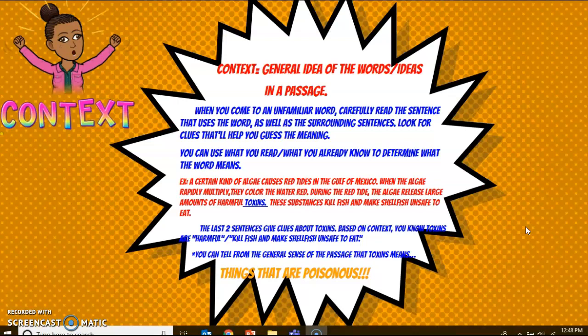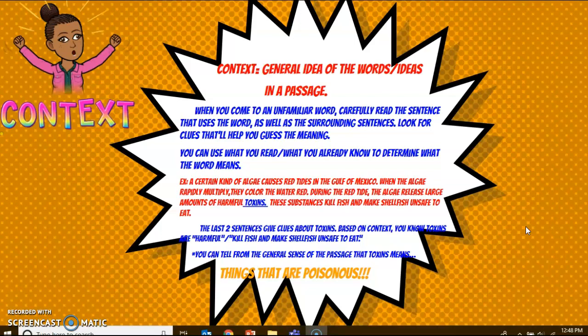All right, so when we're looking at context, we're looking at the general idea of the words and ideas in the passage. So it's basically, what is it that we're reading about, okay? And so in that passage, when you do come to an unfamiliar word, I want you to carefully read the sentence that uses the word, as well as the surrounding sentences. Look for clues in those sentences because those clues are going to help you guess what the meaning is. You can use what you've read plus what you already know about the word to determine what the word means.